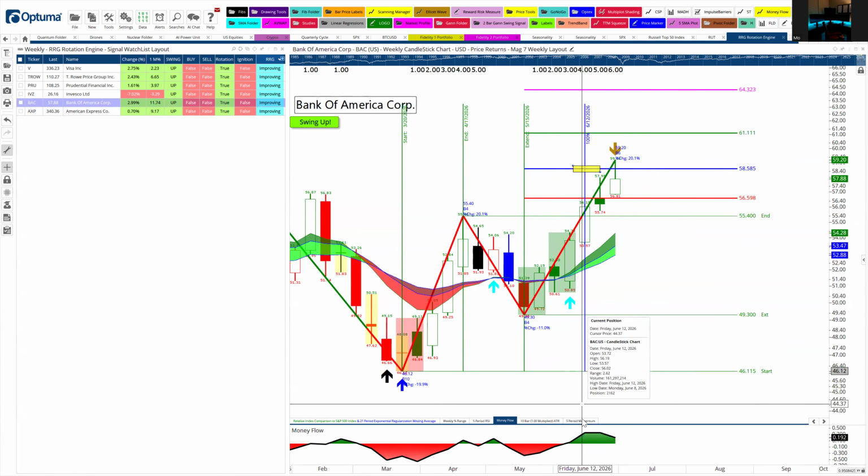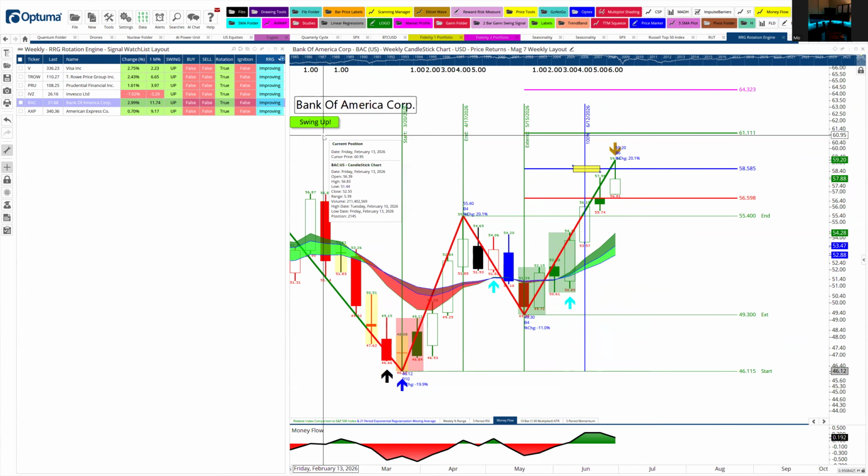Go signal. Money flow is positive. Rotation is improving. Swing is up. This is what we wanted to buy. Stocks like this on any sort of a pullback.